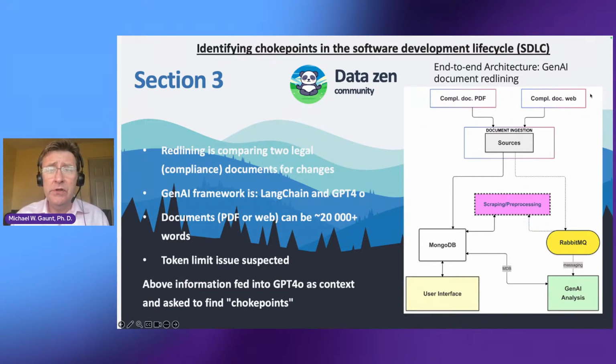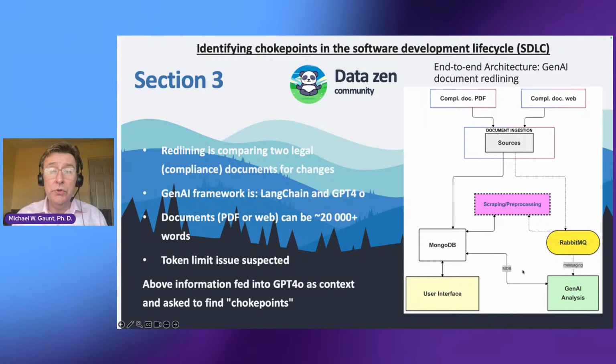So what we're going to do is we get 2 compliance documents. One is PDF, the other is web-based. They come into the repo. As soon as they come into the repo, it triggers RabbitMQ here, the messaging system. And RabbitMQ will now issue a message to the scraping and pre-processing of these documents over here. It will also then, once that's done, that's going to go through to MongoDB and store, so NoSQL database, and store that pre-processing. It will then notify the GenAI analysis.